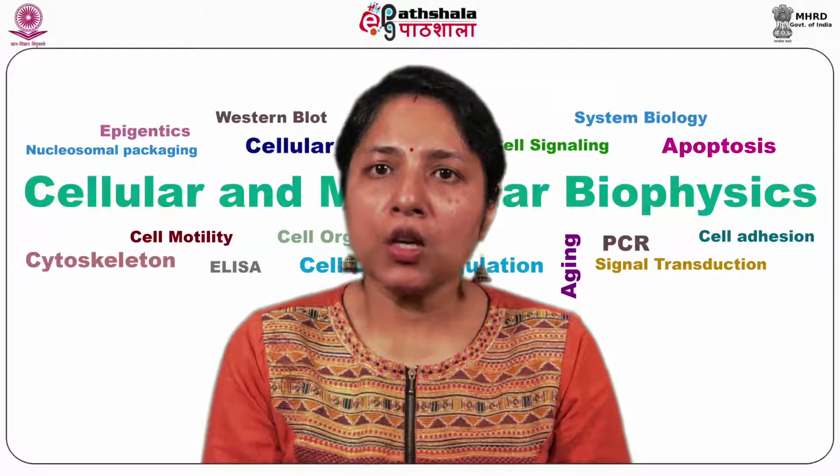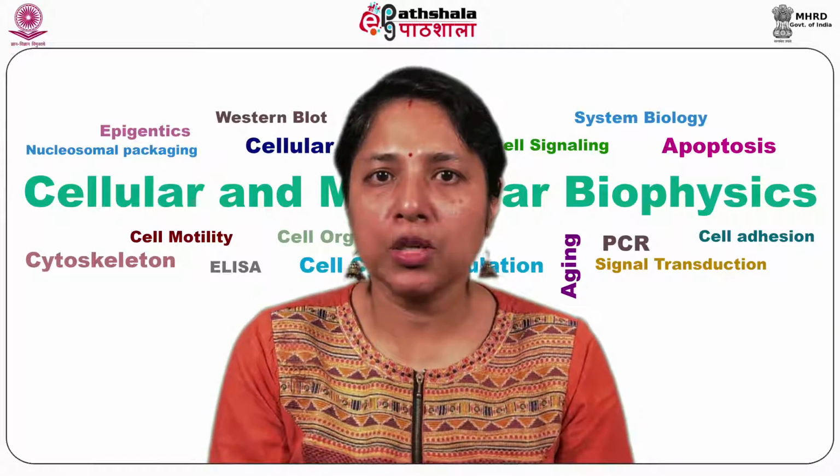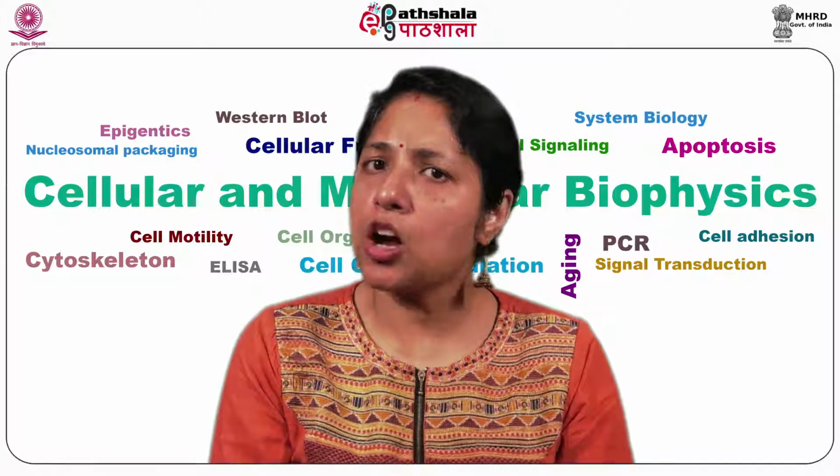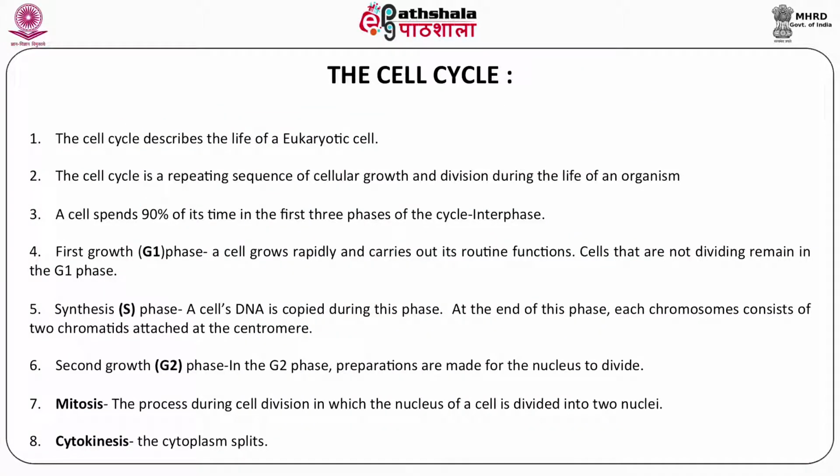Number four, the cell growth, the G1 phase. A cell grows rapidly and carries out its routine functions. Cells that are not dividing remain in the G1 phase. Now, synthesis takes place in the S phase, where the DNA is copied. At the end of this phase, each chromosome consists of two chromatids attached at the centromere.